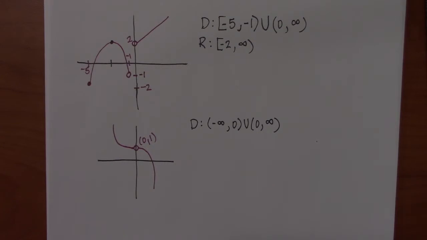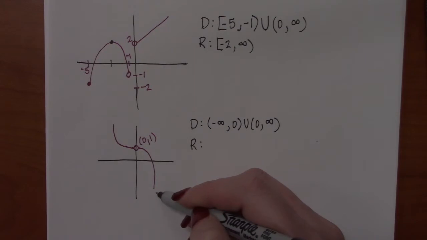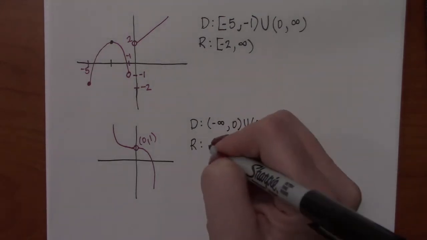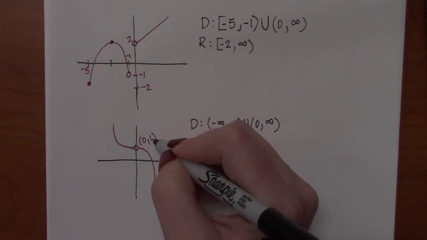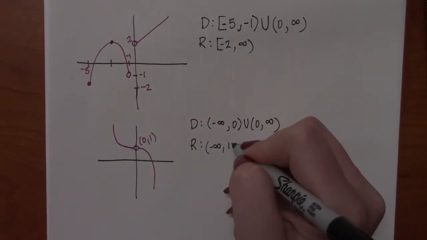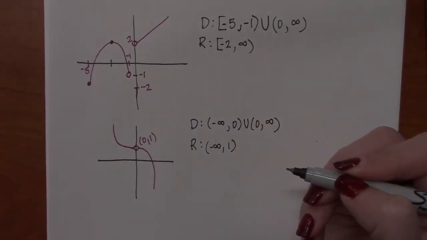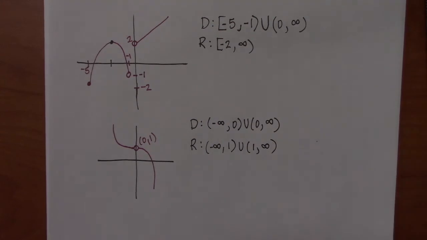The range, we start from the bottom and read up. So this is clearly going down to negative infinity in the y direction. But the y coordinate of this non-existent point was 1. So the range goes up to 1. It's not included because there's no actual value there. And then it picks back up at 1 and goes to positive infinity. So the range of this function is all real numbers except 1.